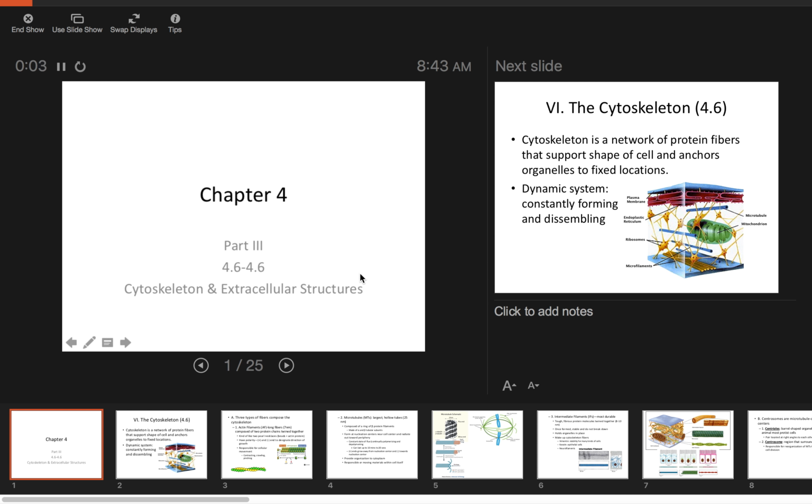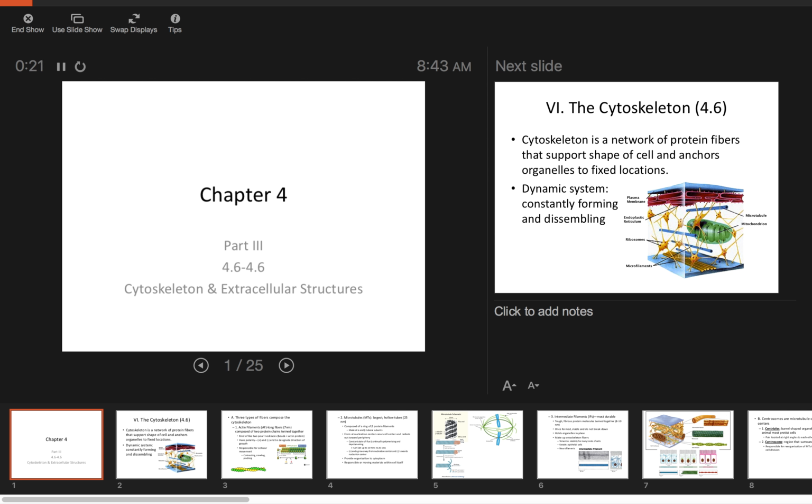Okay, so wrapping up chapter 4, remember you have an organelle quiz tomorrow. I posted the organelles onto Google Classroom. Those are the organelles. There's a table in your book that lists all the organelles, and I think it says structure and function. So use that, make your own little notes.